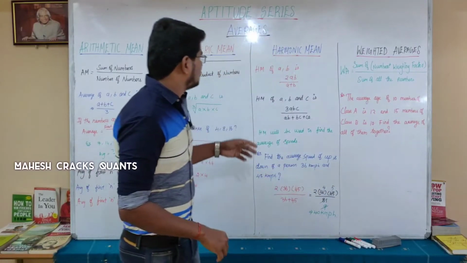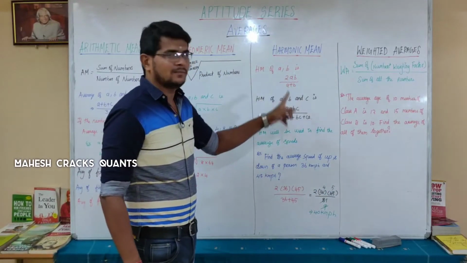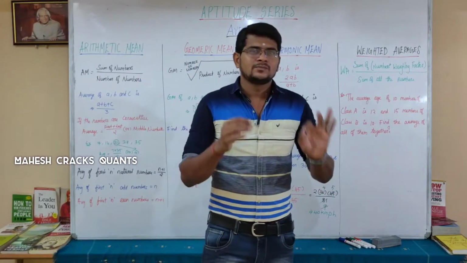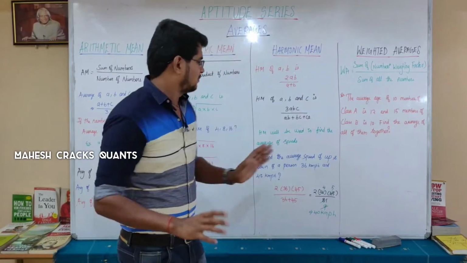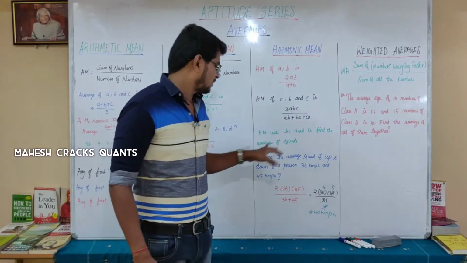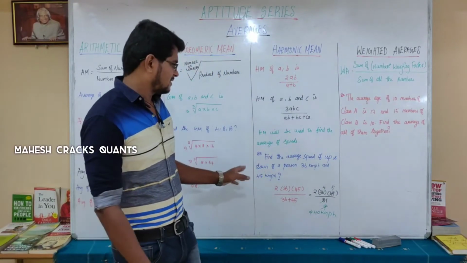Okay, to find that, you will use 2AB by A plus B, because to find average speeds, you have to use this formula. HM will be used to find the average of speeds. Example, we'll see the example.